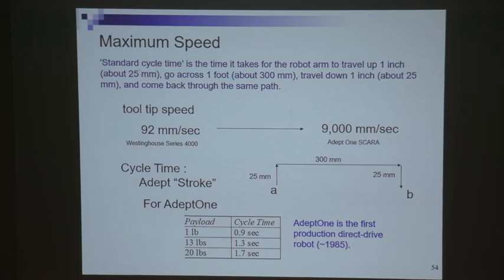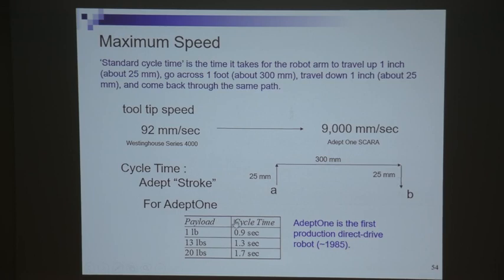A standard cycle time will measure the time it takes the robot arm, the manipulator, to travel up 1 inch. Travelling up 1 inch is about 25 mm. Go across 1 foot, about 300 mm, and come down 25 mm. And then after that, you come back through the same path. So you go there and then come back. This is known as one cycle time.